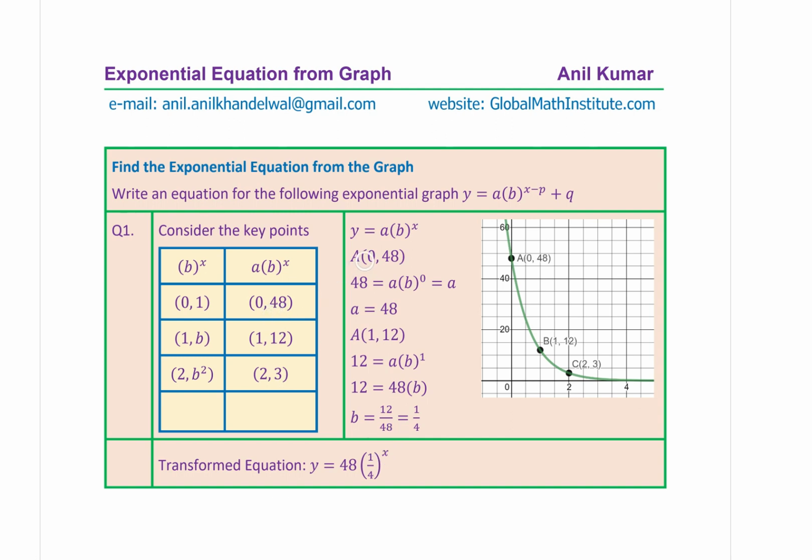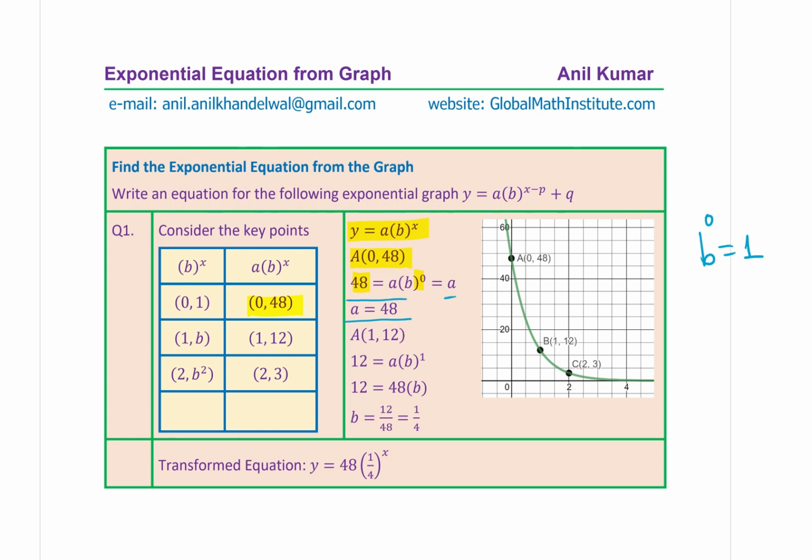Let us substitute the points one by one. So first, we're going to substitute (0, 48) in the equation y equals a b to the power of x. X is 0, y is 48, right? Anything to the power of 0 is 1, right? So b to the power of 0 is equal to 1. And therefore, we get 48 equals a. So we get the value of a, which is 48.